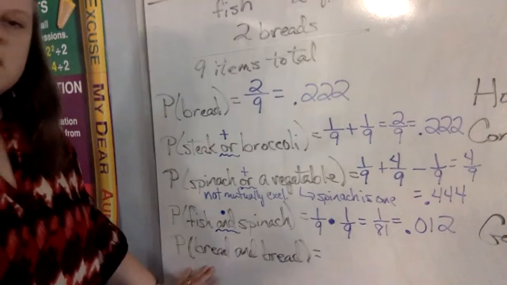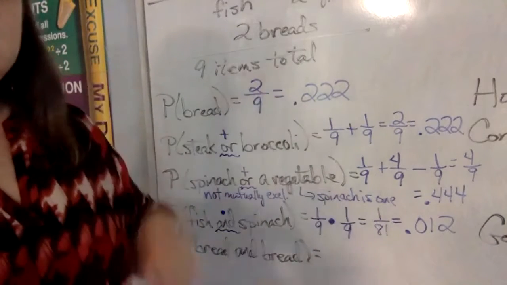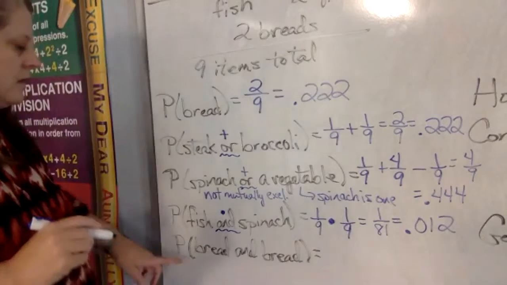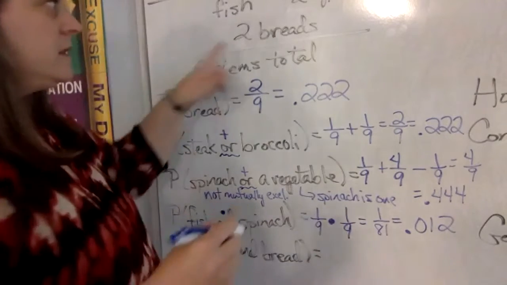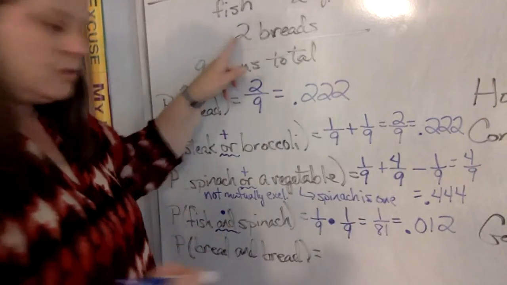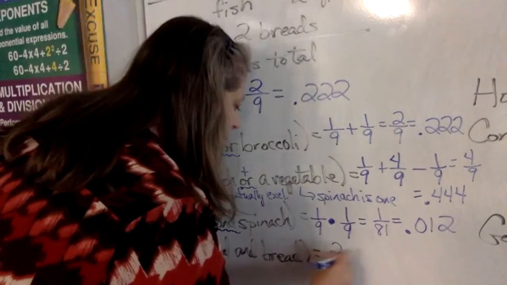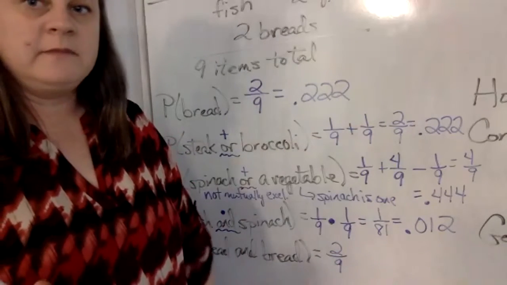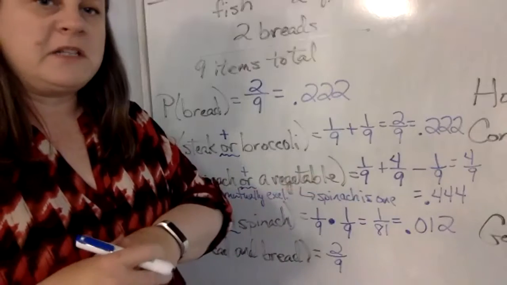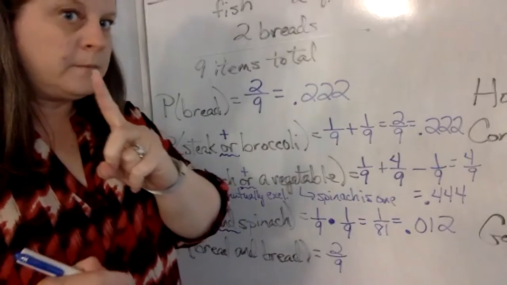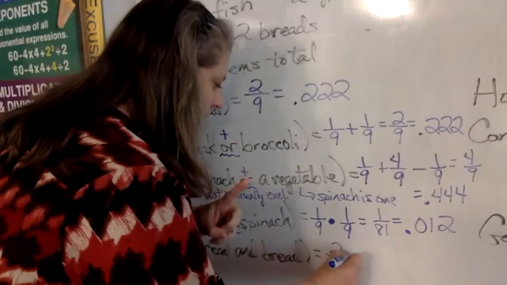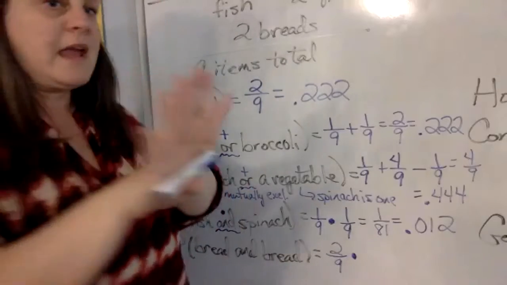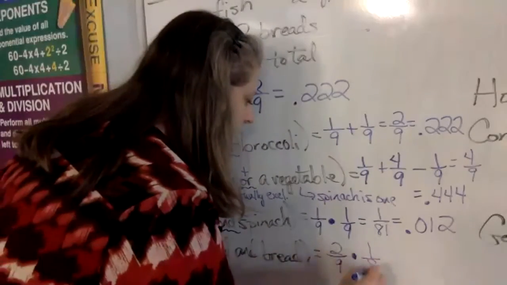Now, on my next one down here, you're eating something and then you want something else. Okay, so I'm eating bread. How many choices of bread were there? 2. After I eat the first piece of bread, I decide I want to try that other bread. How many choices of bread are left for me to choose? How many items are left for me to choose from? 8. So it's 1 out of 8.